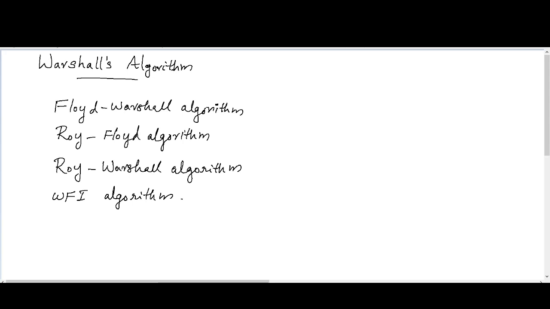Next we have to check what are the steps involved in Warshall's algorithm. First we have to remove all self loops and parallel edges from the graph. If there are parallel edges, we have to keep the lowest weighted edge. Now at first we have to write the initial distance matrix.